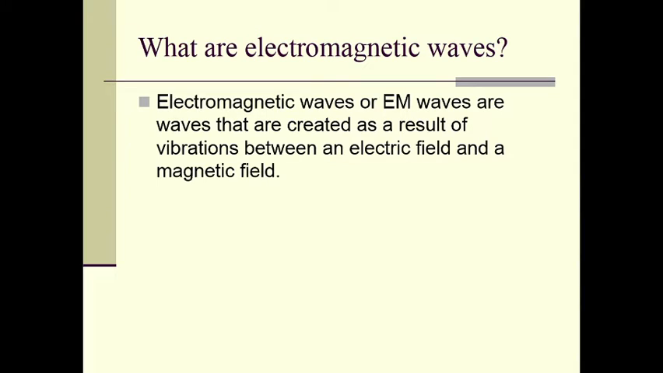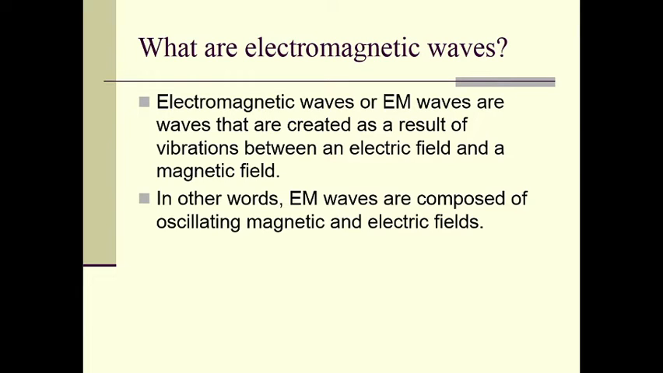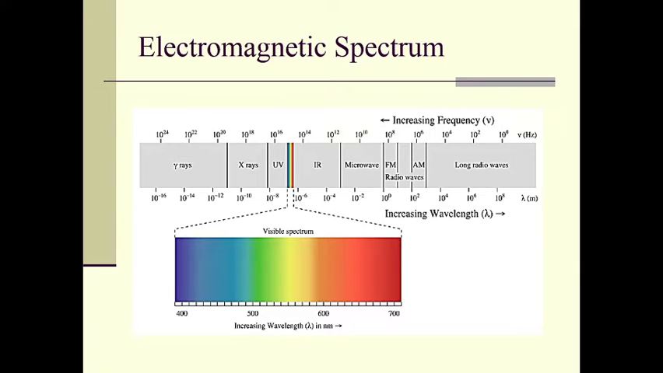Electromagnetic waves or EM waves are waves that are created as a result of vibrations between an electric field and a magnetic field. In other words, electromagnetic waves are composed of oscillating magnetic and electric fields. So, this is the electromagnetic spectrum in which the various electromagnetic waves are placed according to their frequency or wavelength, right.